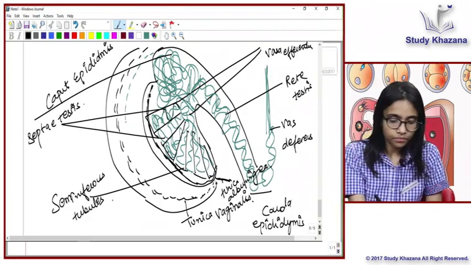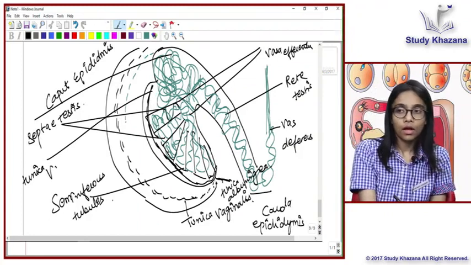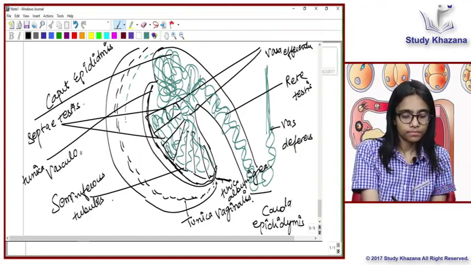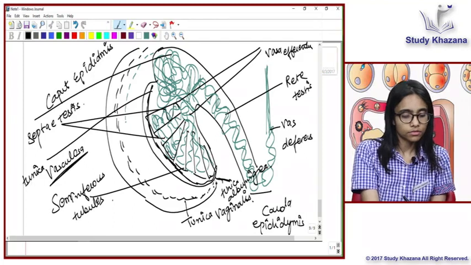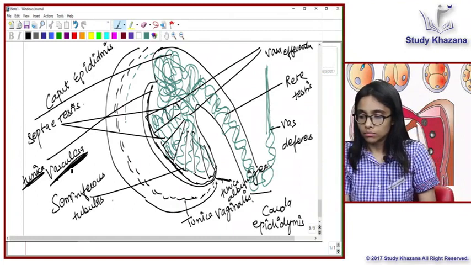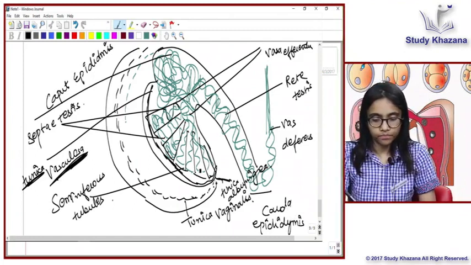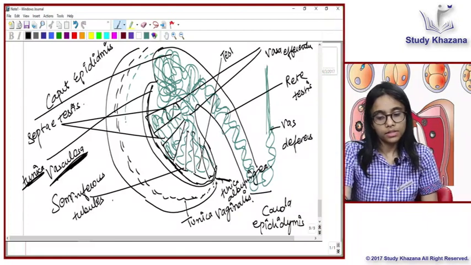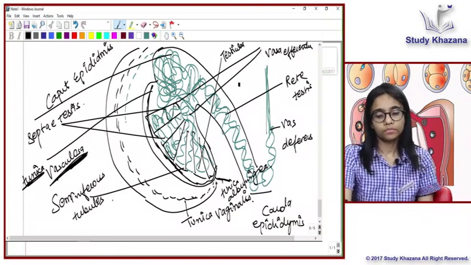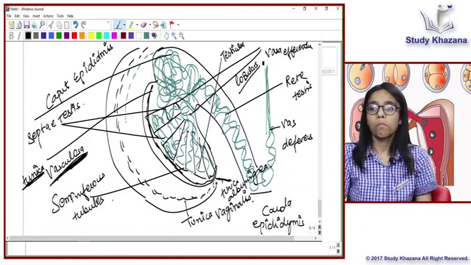This one, tunica vasculosa, this one, testicular lobules.